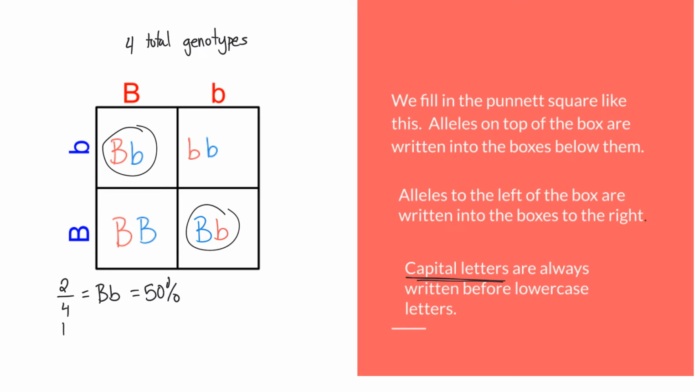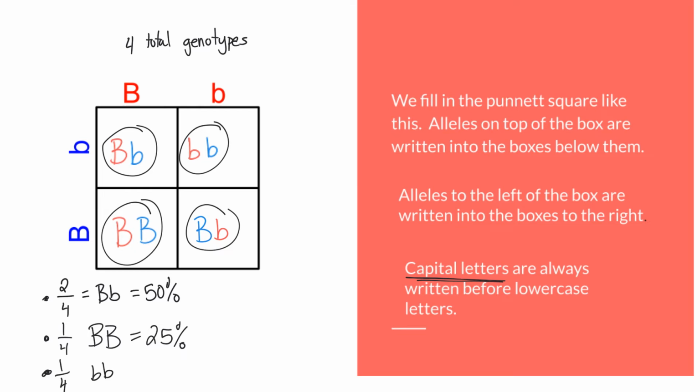There is a 1 out of 4 chance, we'll do bullet points to keep track, that the rabbit would be homozygous dominant, that both alleles are for black fur. 1 out of 4 is 25%. And then there is a 1 out of 4 chance that the rabbit would be homozygous recessive, where both alleles are white fur alleles. And again, 1 out of 4 is 25%.